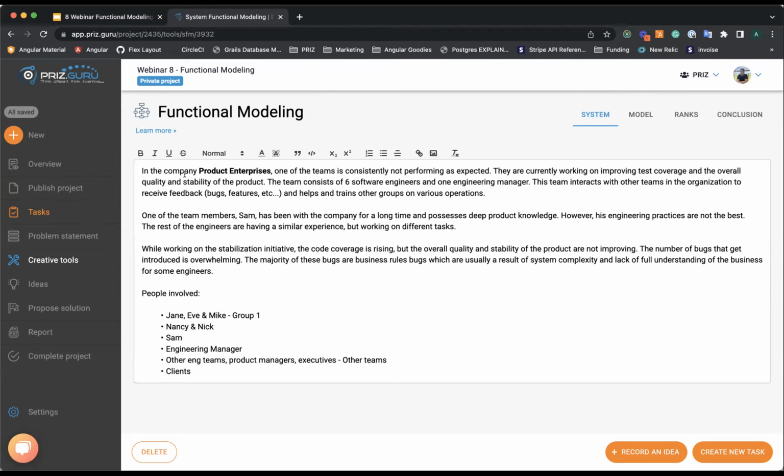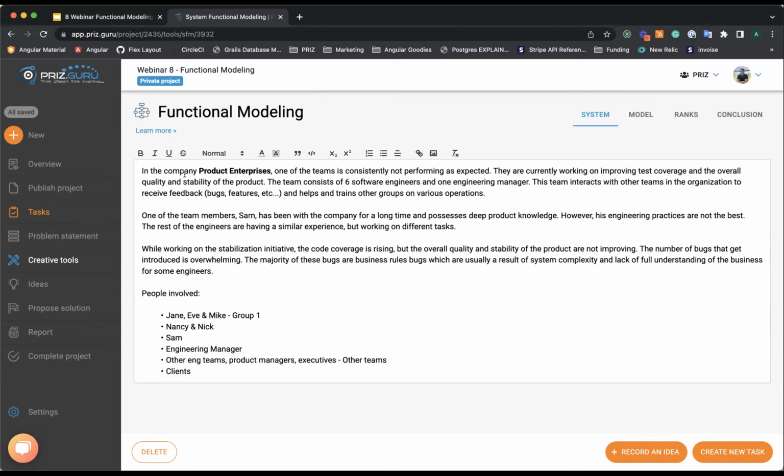So in this case, we're looking at the scenario where we have a group of engineers at some company. Again, it's a real case, but we changed the names. But it is a real case from not that far past. In some company X, product enterprises, there's a team of engineers that is consistently underperforming. These are software engineers. The product that they're creating is a piece of software.